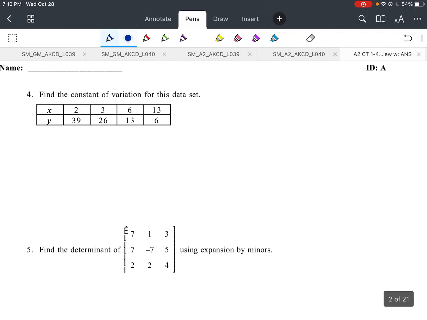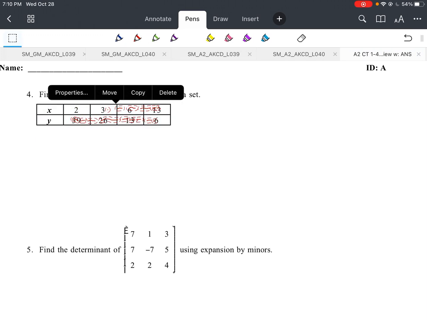Find the constant of variation for this data set. So the constant of variation is that k if it's direct variation. So let's just see what the data is doing here. When I go from 2 to 3, this one's going up, this one's going down. When one's going up and one's going down, what does that tell you? It sounds like it's either direct variation or inverse variation.